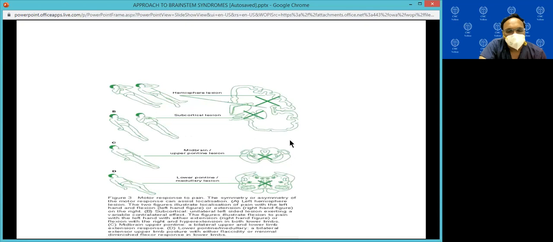And this is the routine when we check the motor response, when you give the stimulus to check the motor and GCS. In a hemispheric lesion, you have flexion of the upper limb, like decorticate posturing, and in subcortical hemisphere lesions, you have a flexion posture, whereas in midbrain and pontomedullary lesions, you have a decerebrate posture, where you have extension of the upper limbs.